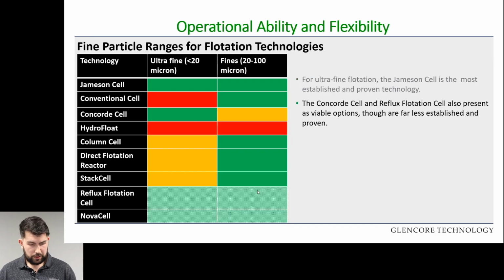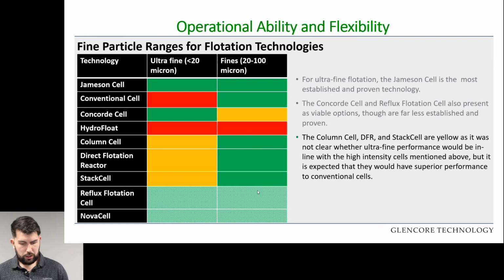The Concorde cell and the reflux flotation cell also appear to be viable options, but they are far less established and proven. You'll see that the reflux flotation cell again has that gradient green color, meaning that it does not have the commercial installations yet. And I believe the Concorde has around 1 to 2 commercial installations.